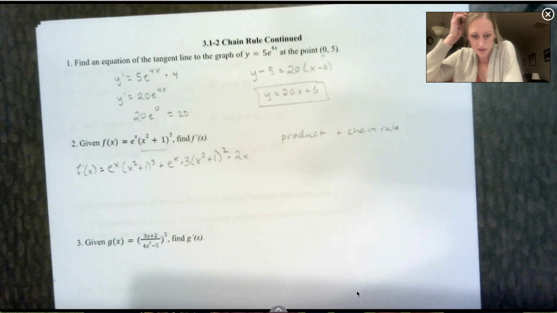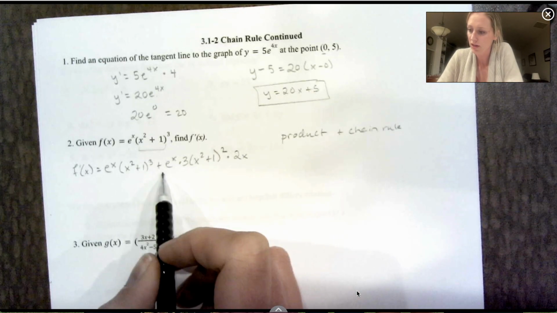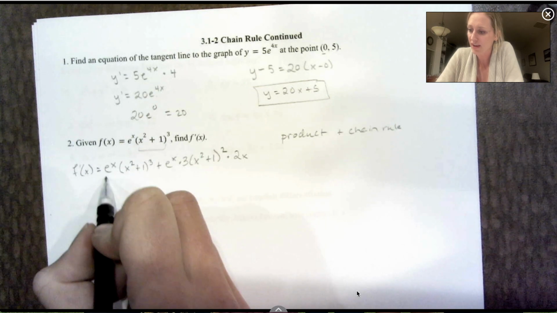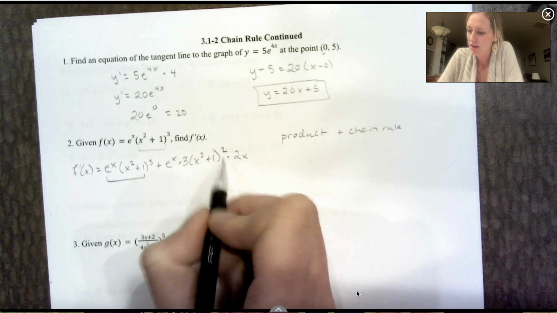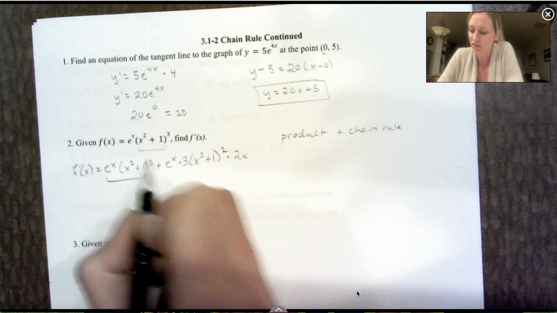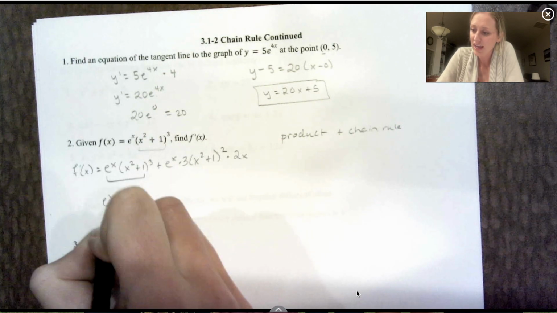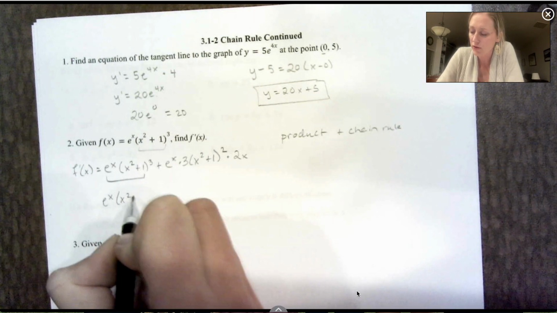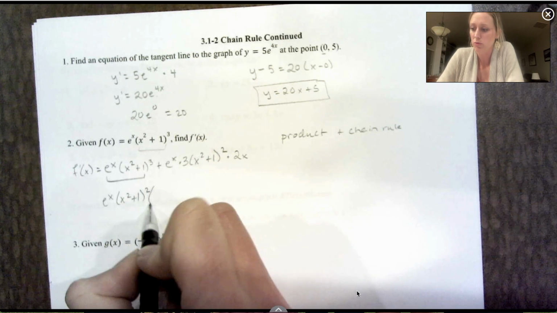All right, and I am going to go ahead and just clean this up a little bit, you guys. So what I'm noticing is that both terms have this. They have an e to the x and they have an x squared plus 1. This one has an (x squared plus 1) squared. This one is to the third. So I can take out an e to the x and an (x squared plus 1) squared. Okay, so if I factor that out, here's what would be left.